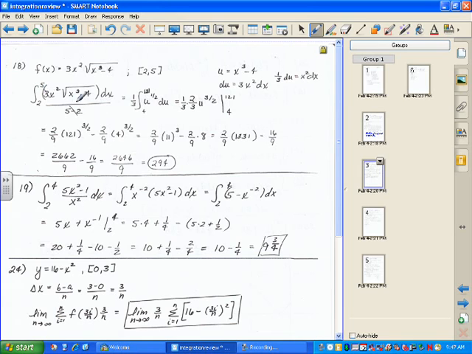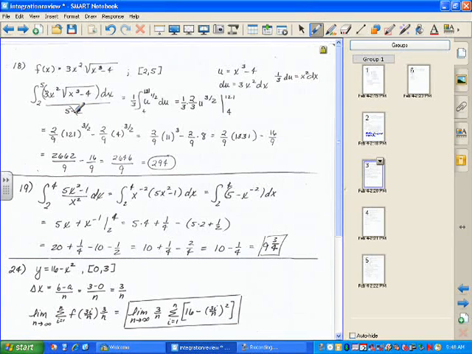Or I could not have canceled these at all if I didn't want to. This would be my 1/3 out front, and I would simply have taken the 3x squared dx that's right here, 3x squared dx, and replace that with du. Either way, you're going to get a 1/3 out front, whether you decide to cancel right here or not. Does everybody know what I mean? Or do you want me to show you this without canceling right there? Would that help anybody?